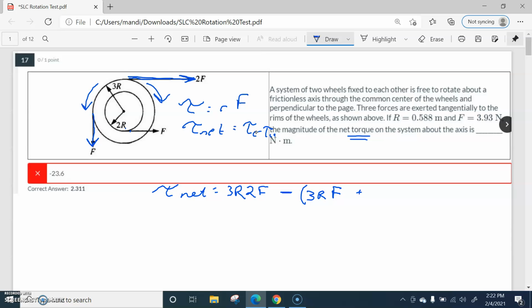And the other force is this one. If that was the only force, we would rotate this way, which is counterclockwise. The distance is 2r, and the force is F.